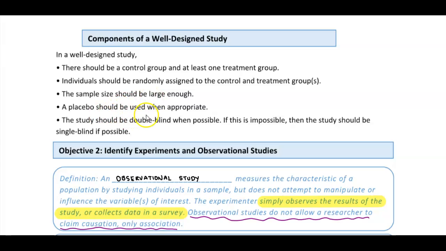A placebo should be used when appropriate, and the study should be double-blind when possible. If this is impossible, then the study should be single-blind if possible.